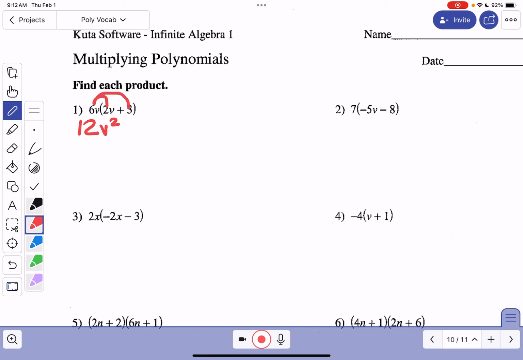Then we do 6v times 3. 6 times 3 is 18. And then there's a v. There's no like terms, so we're done. If we just have a number outside, it doesn't change anything. 7 times negative 5 is negative 35. There's one v. And 7 times negative 8 is negative 56. So that's what's there. You are going to try 3 and 4.